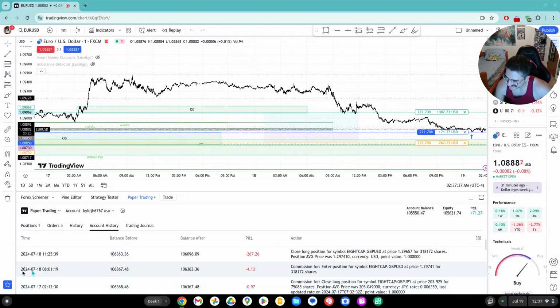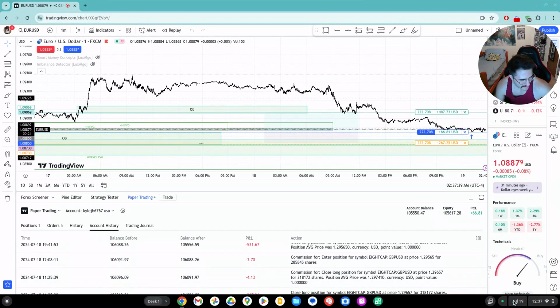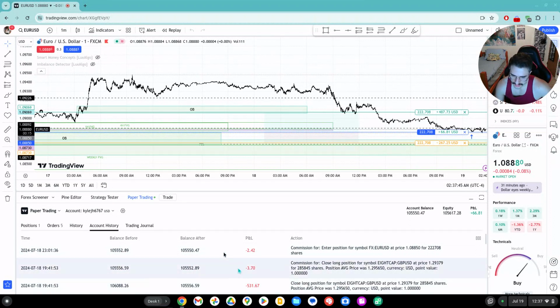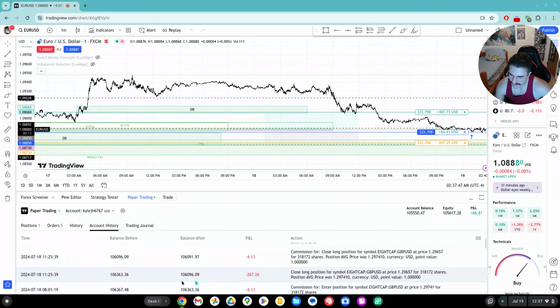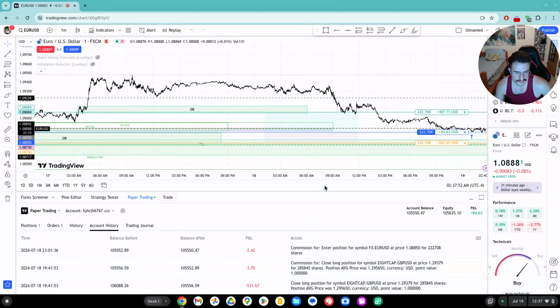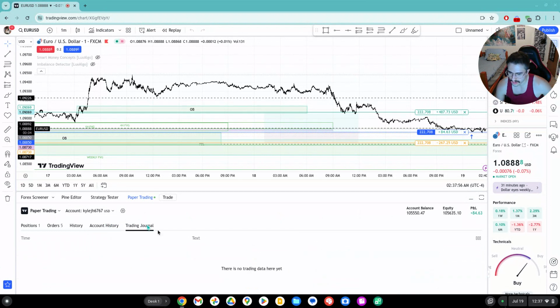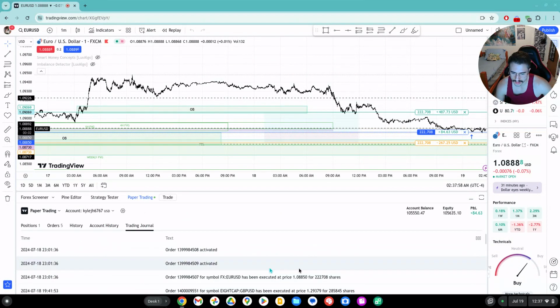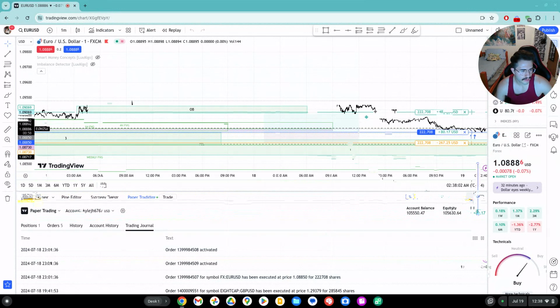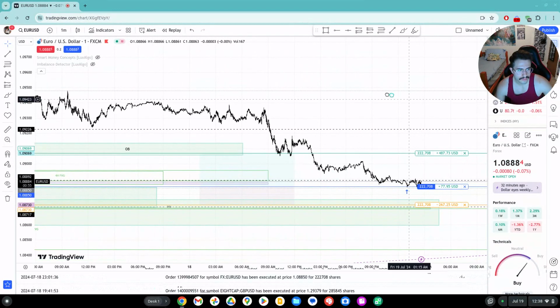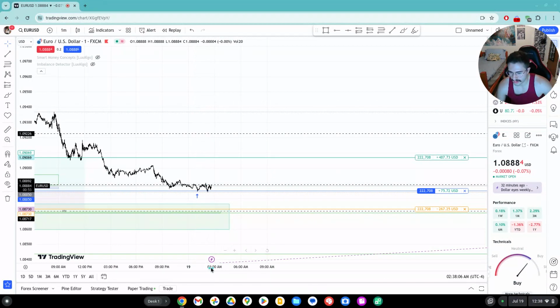Okay, so 18. That's all yesterday. Yeah, I don't like how it does it so spread out with the commissions and everything, but it looks like GBPUSD was the one I lost on, and currently we're in one for Euro USD that we got tagged in on. So I mean, we'll let them play out.